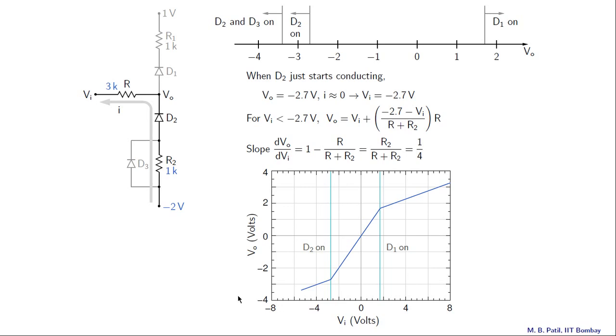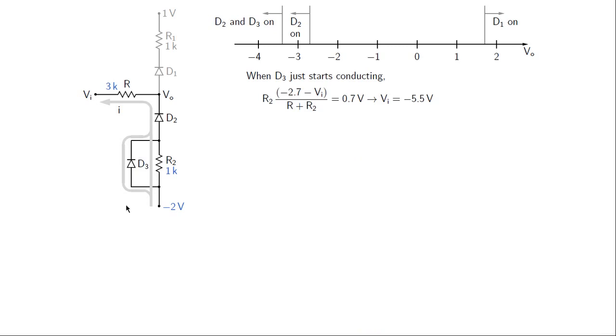Let us now talk about the final case, that is both D2 and D3 on, and let us first figure out at what point D3 just begins to conduct, that is this boundary here. So what is happening as we make VO more and more negative, that is make VI more and more negative, this current increases and therefore this voltage drop goes on increasing. At some point it becomes equal to 0.7 volts, and that is the point at which D3 turns on. So let us first find that point and then we will be able to complete this picture.